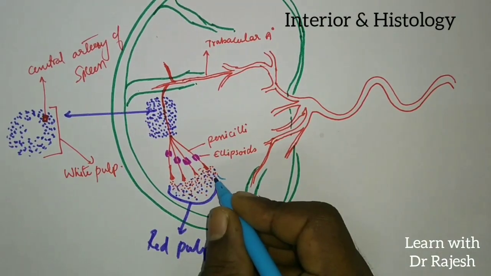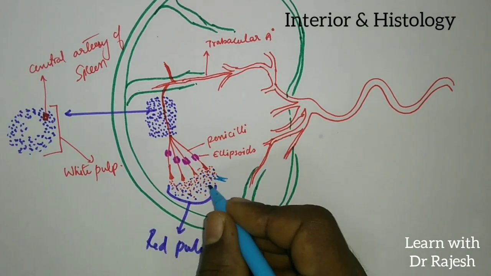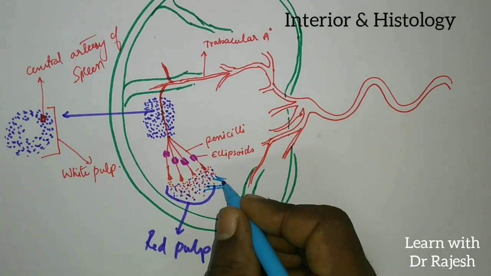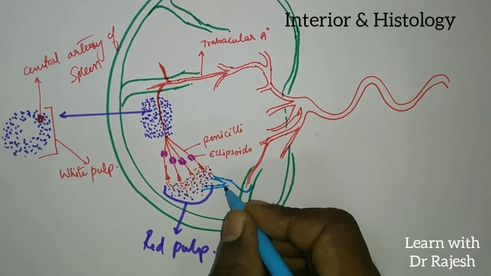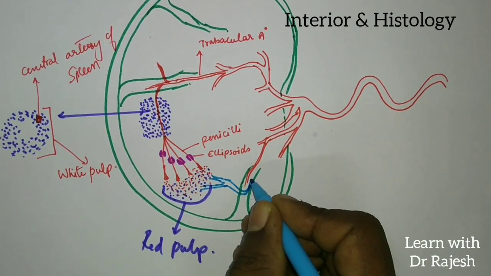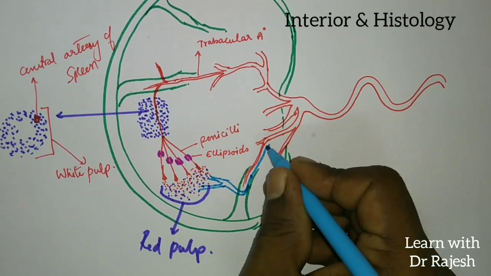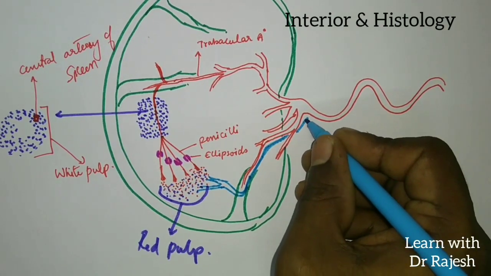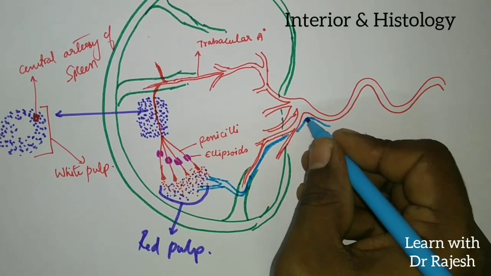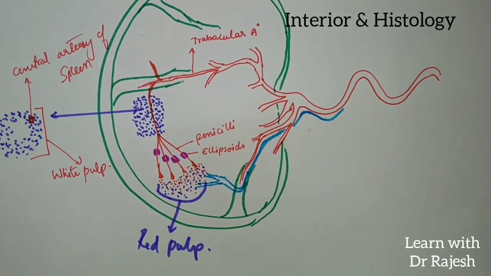From here, multiple sinusoids will arise, and these will carry the blood into the veins, which will carry the blood into the trabecular veins. In turn, all the trabecular veins will join together to form the splenic vein, which carries the deoxygenated blood from the spleen.